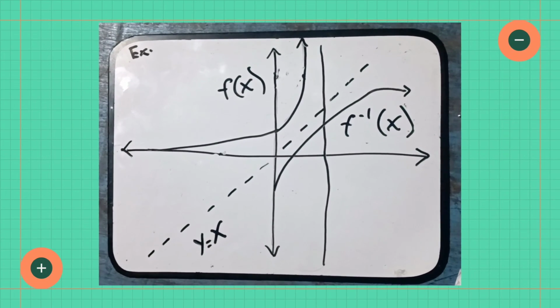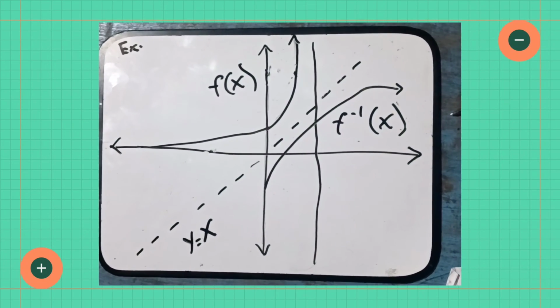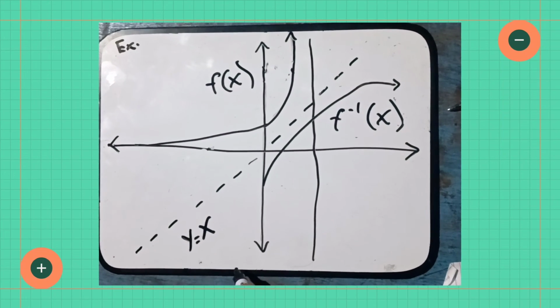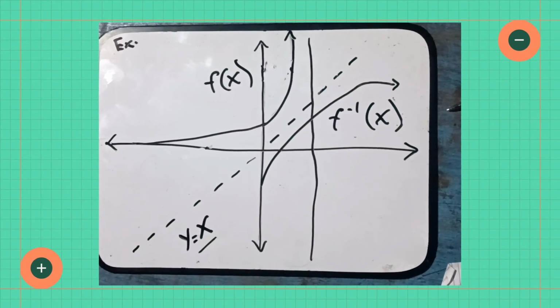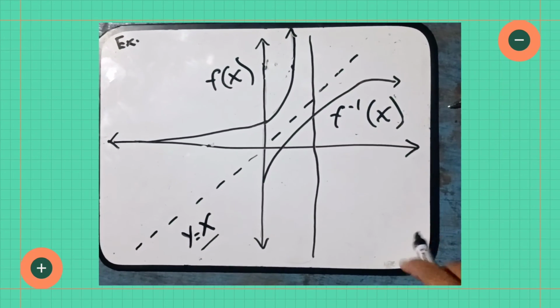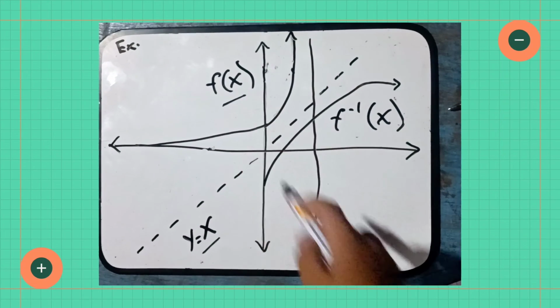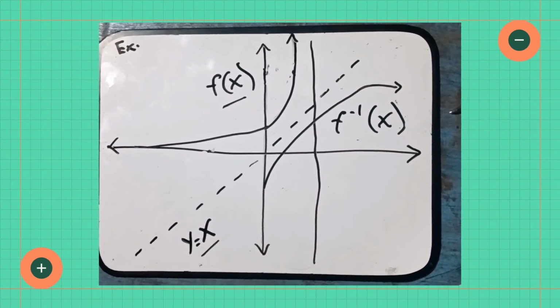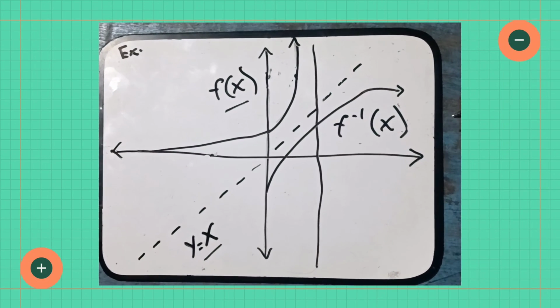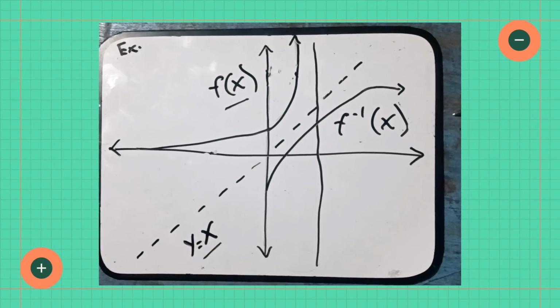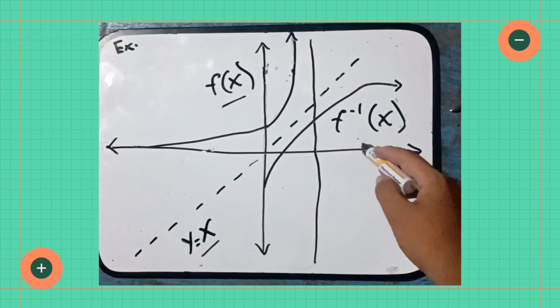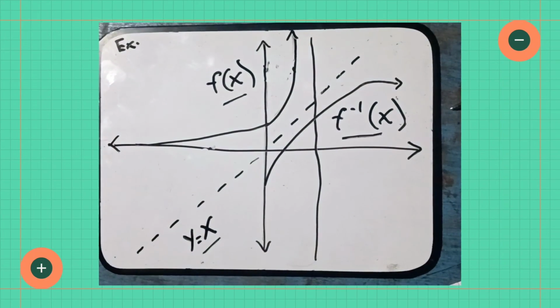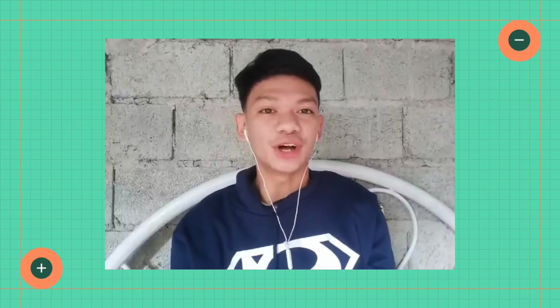Again, we're moving on to example number 2. We have y is equal to x and our f of x, and the inverse of this function is the reflection of our f of x. And that's all for today.